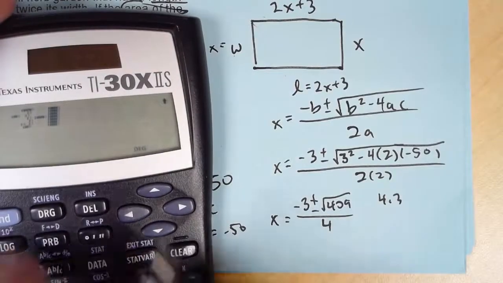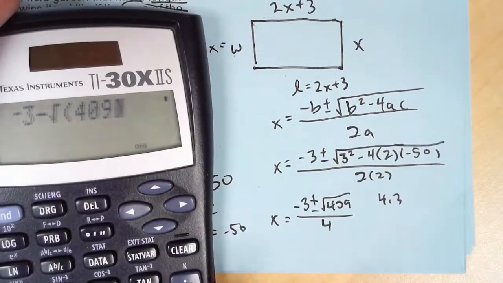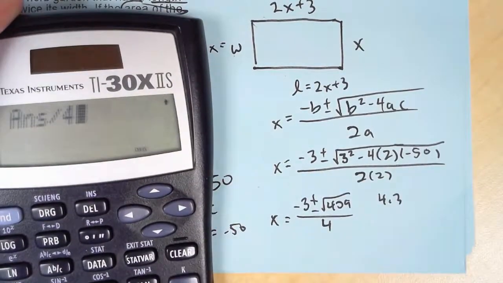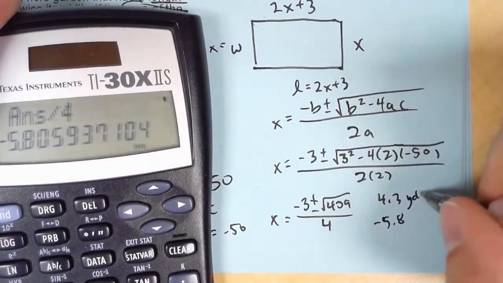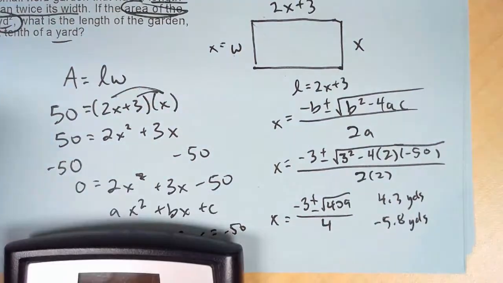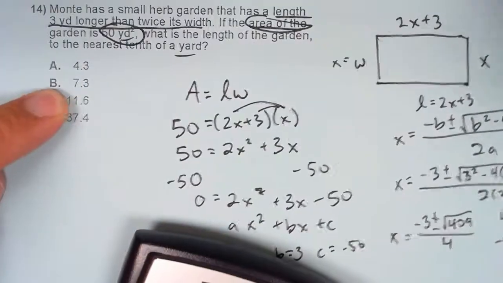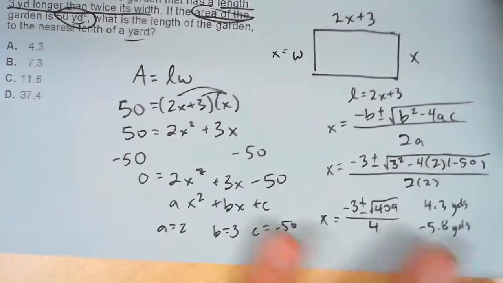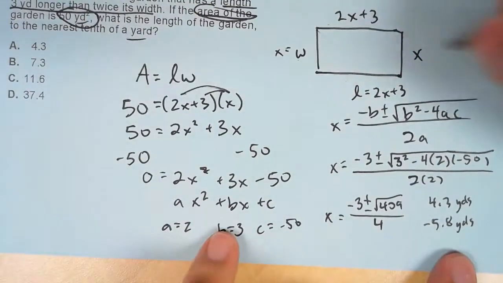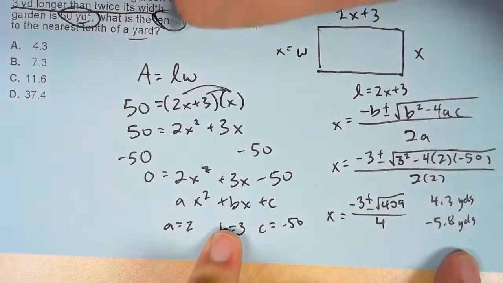And the negative version is negative 3 minus the square root of 409, all divided by 4, which is negative 5.8. So this is in yards. So keep in mind what it gave us, because I'm looking over here and I see, oh, 4.3, I got my answer, yay, but that's not really what it's given us. It's giving us the width, and this asks for the length.